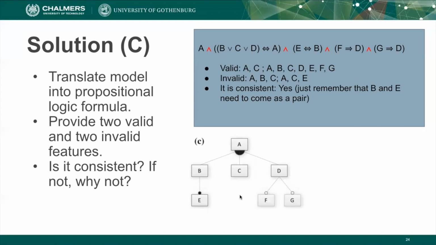So valid feature selections: A and C is great. That's a good minimal one. We could have A, B, C, D, E, F, G. That'd be just fine as well, right? There's nothing stopping us.